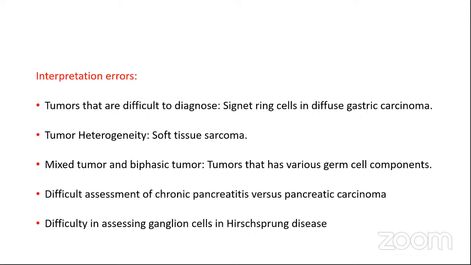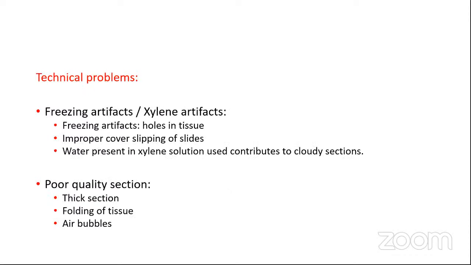And the other thing is tumor heterogeneity, such as soft tissue sarcoma, mixed tumors, and biphasic tumors, such as germ cell tumors that have multiple components, such as embryonal carcinoma, choriocarcinoma, and yolk sac carcinoma. One more thing for interpretation errors is difficulty to assess chronic pancreatitis versus pancreatic adenocarcinoma. One more thing is difficulty to assess ganglion cells in Hirschsprung disease. All these difficulties can give us a false negative in the interpretation of the frozen section sample.